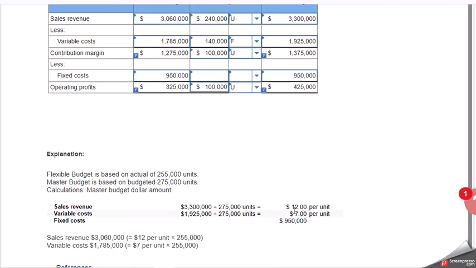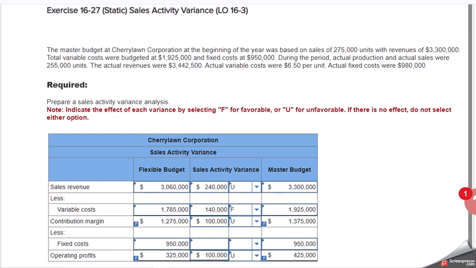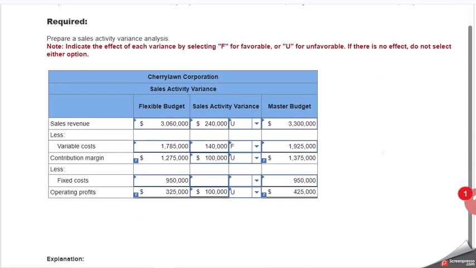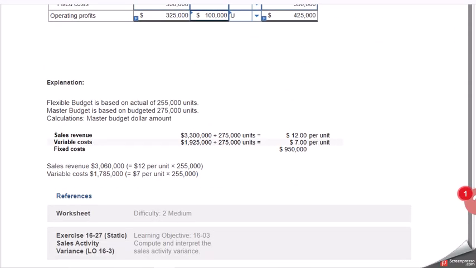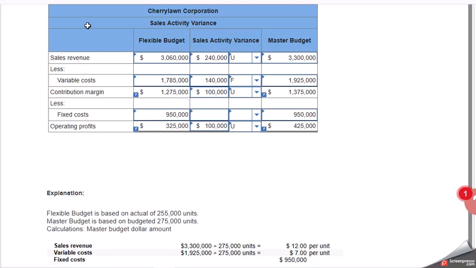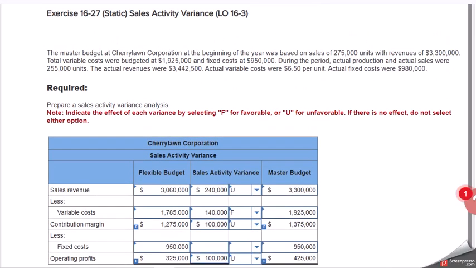So we need to take this $12 and the $7 and multiply them by the 255,000 that we actually ended up selling. 255,000 times the $12 gives us $3,060,000. The difference is 240,000, which would also be 20,000 units times that $12, because we sold 20,000 fewer units than we thought.